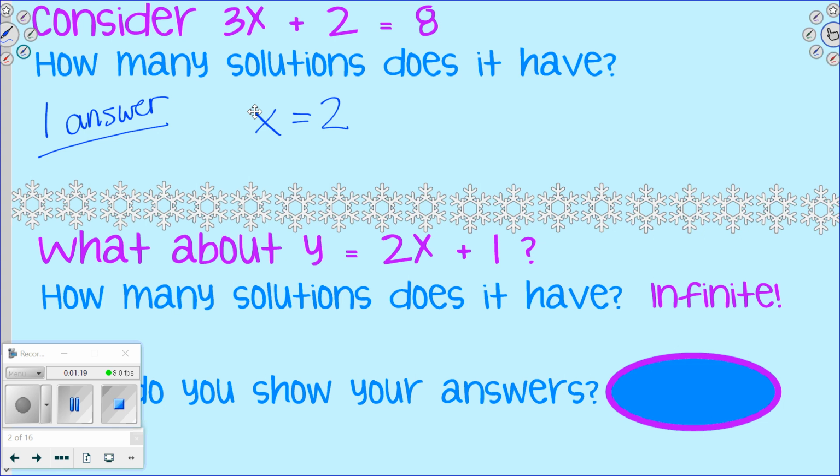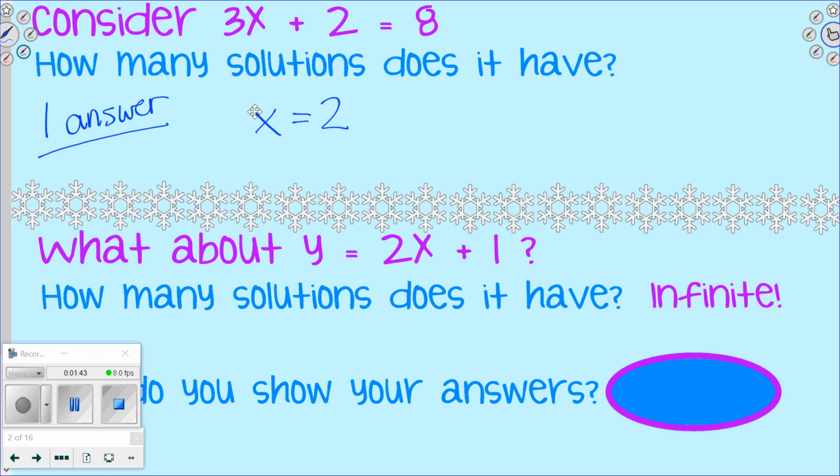Because, guys, if you graph that, what's it going to look like? It's going to be a line. Do you guys know what a line stands for? Every point on that line is an answer. So it's pretty much like you took a whole bunch of points, so many points that it makes it look like a line. So every single point that line passes through is an answer.